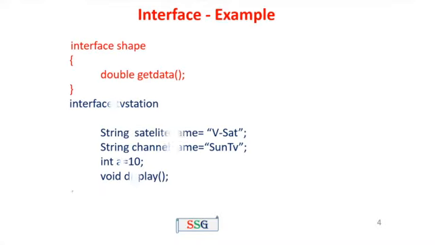Next one, examples for the interface. Here the interface name is Shape. The interface contains only one method, double getData. That's valid. The second one is interface TVStation. It's a valid statement. String satelliteName equal to VShot. String channelName equal to Sun TV. Int a equal to 10. It's also a constant. The next one, void display. That means the method is only declared, not defined. Both are valid interface examples.